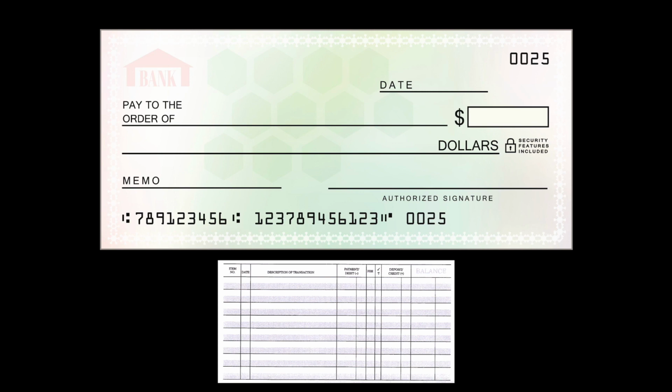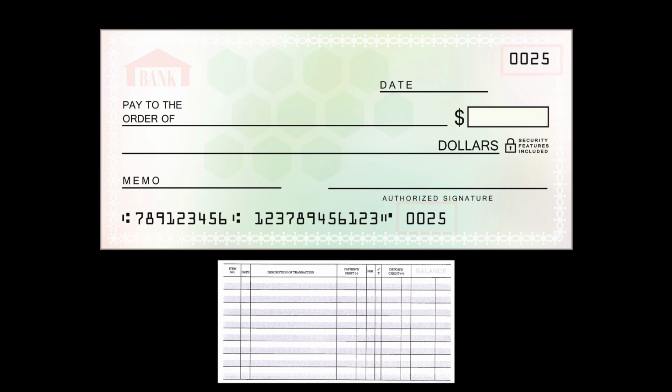Each check has a unique number in the top right-hand corner. The check number is also the final set of digits along the bottom of the check. When you write a check, you should record the check number in your bank account register.